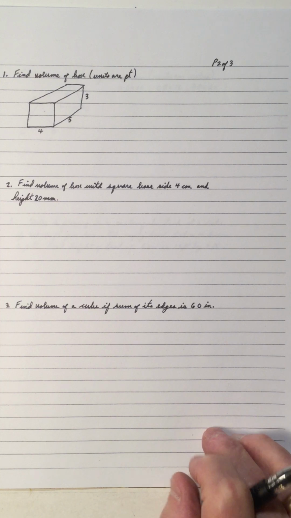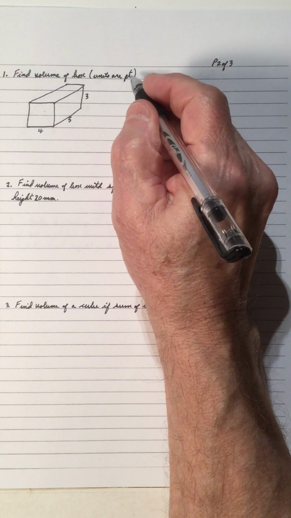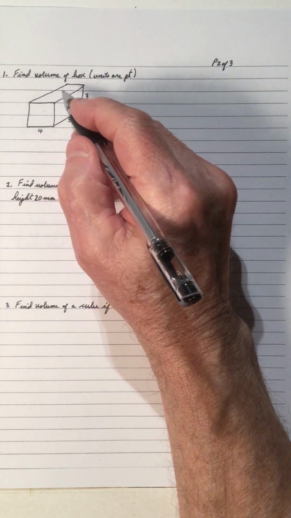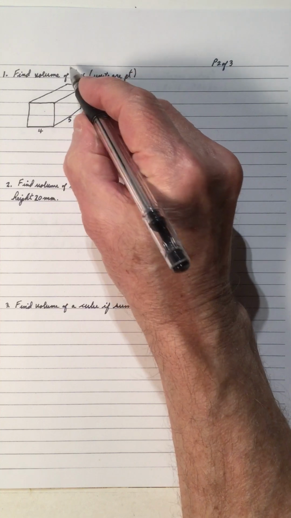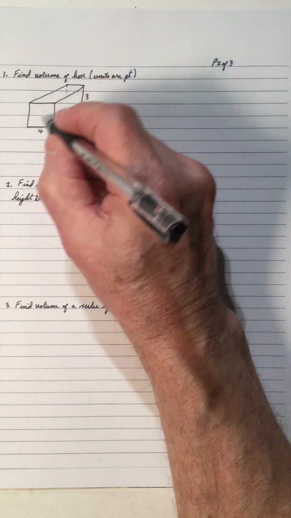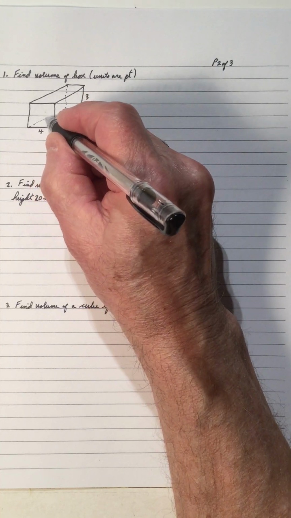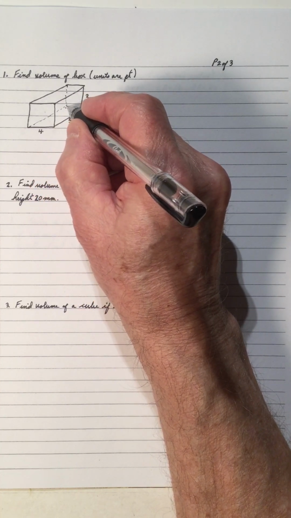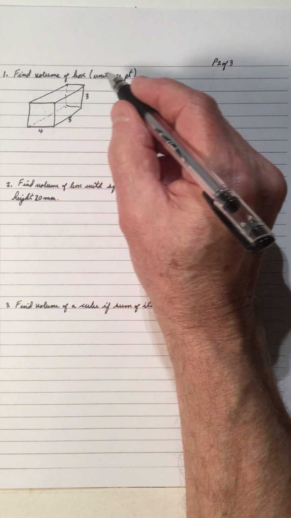Number 1, find the volume of the box. The units are in feet. So we have a rectangular box, which is 4 by 5 by 6 feet. If I just finish it off, come down here perpendicular, go along here, this is the part of the box that you can't see but is there.